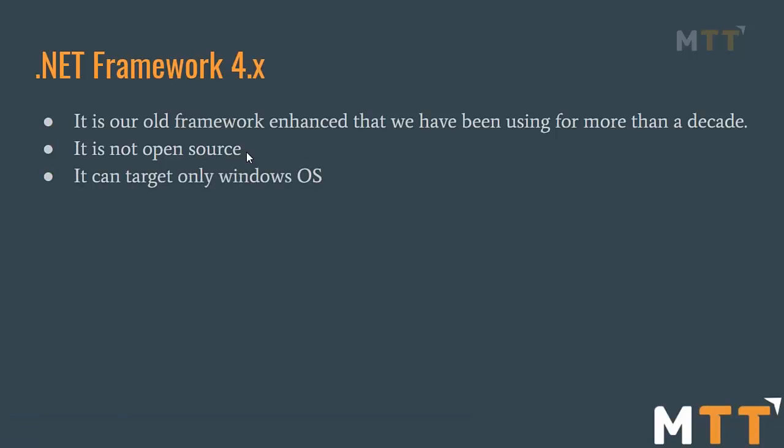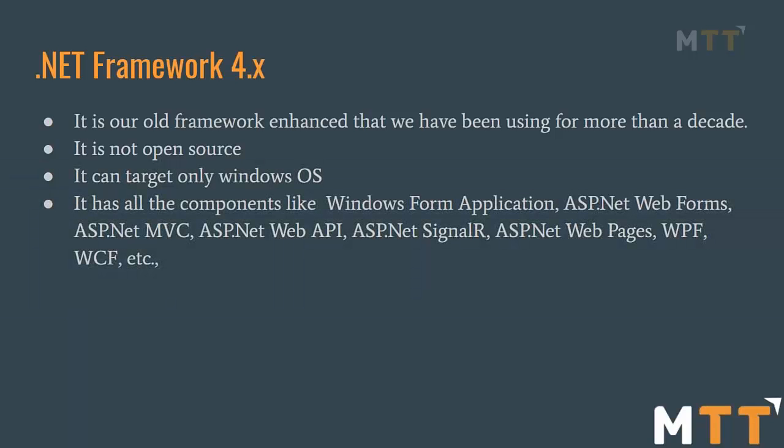And it can target only Windows operating system. Your old .NET Framework can target only Windows operating system. These are the two important points you should remember always. First is .NET Framework is not open source. Second, it can target only Windows operating system. And it has all the old modules: Windows Forms, ASP.NET Web Forms, MVC, Web API, SignalR, Web Pages, WPF. So a lot of modules we have in our old .NET Framework.